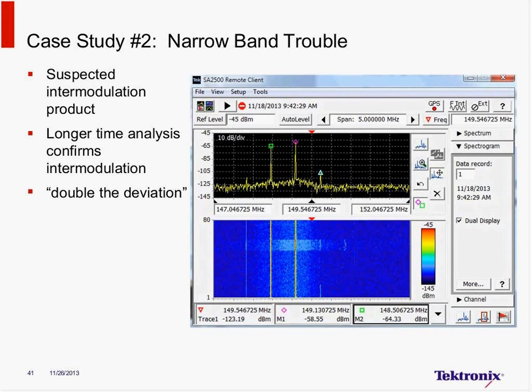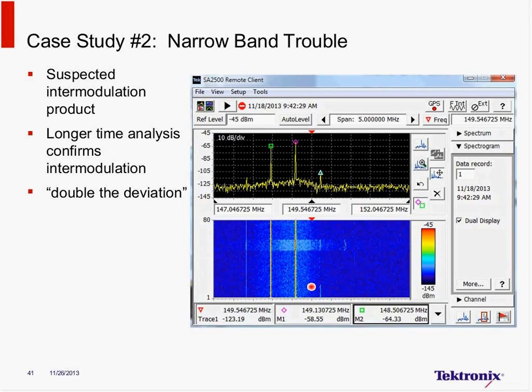As I span out and look for a longer period of time, we can actually discriminate an intermodulation product right here. We can see that the power of frequency number 1 is changing. It's actually going up. And when that power increases, we're getting an intermodulation product between frequency A and frequency B, resulting here on top of my assigned frequency.